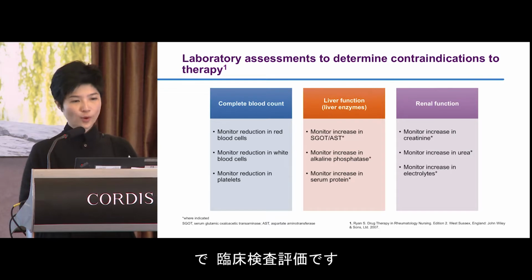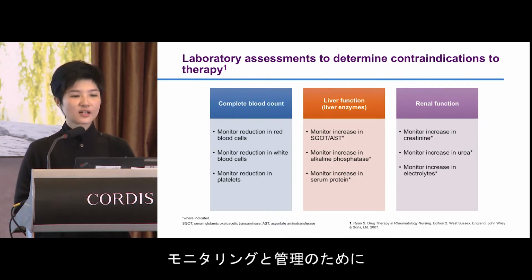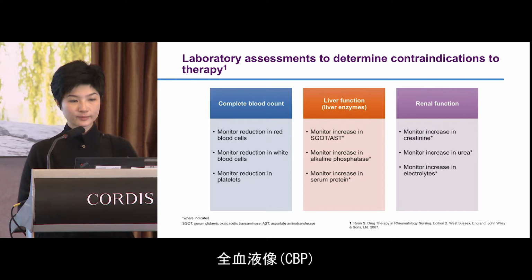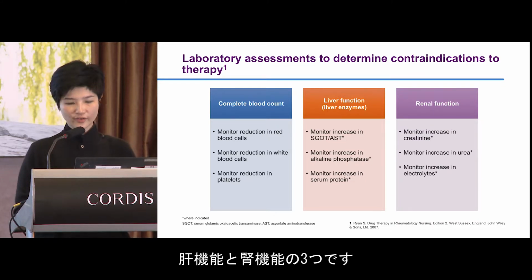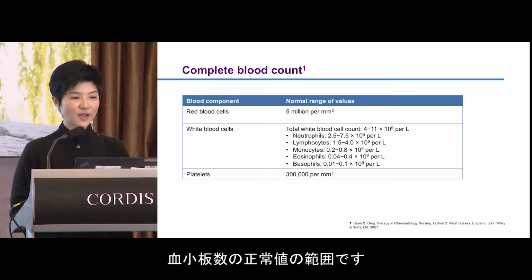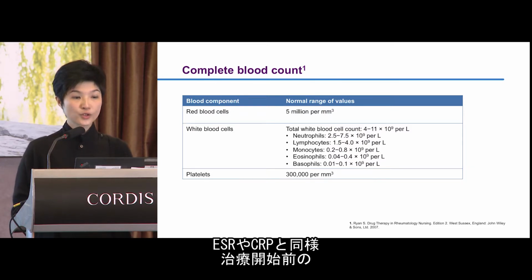So we come to laboratory assessment. There are 3 main laboratory tests we should do for monitoring of management: complete blood picture, liver function, and renal function. This is the normal range of values of the blood components, red blood cells, white blood cells, and platelets, and we should be alert to the normal range.